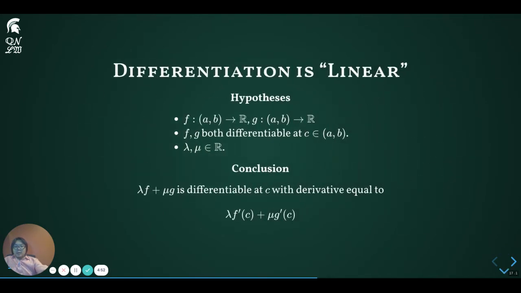Our second result of today is the fact that differentiation is linear. More precisely, we assume that f and g are functions both of which are differentiable at some point c on some open interval (a, b). We will take lambda and mu to be two real numbers. Our conclusion is that the function given by lambda f plus mu g is also differentiable with derivative equal to lambda times f prime plus mu times g prime evaluated at c.